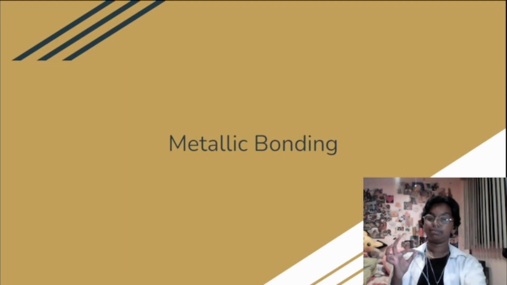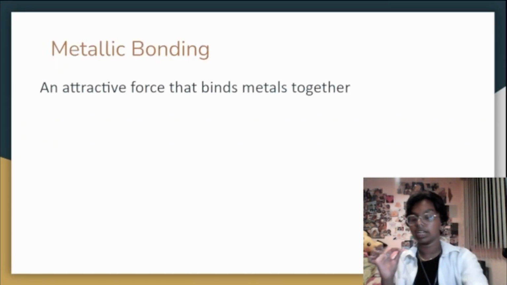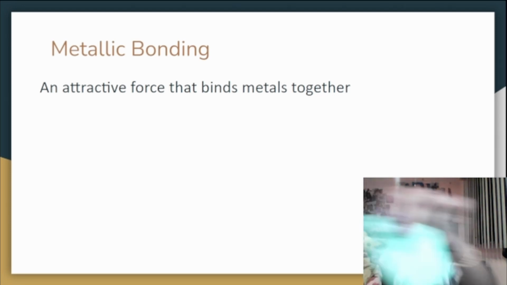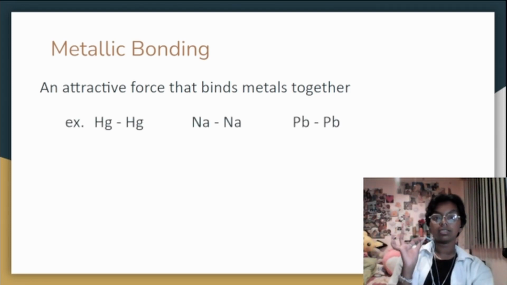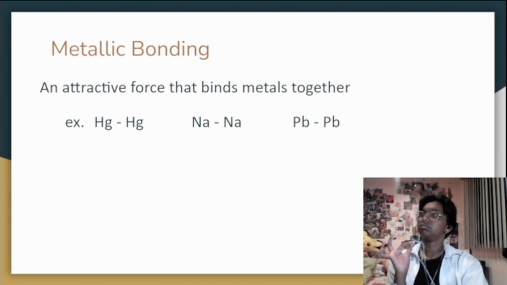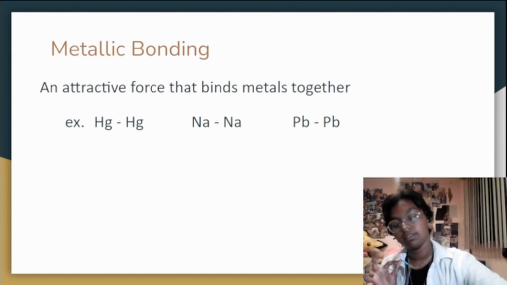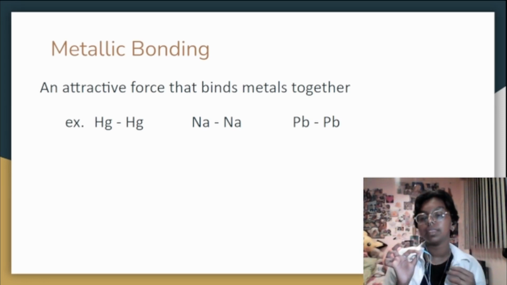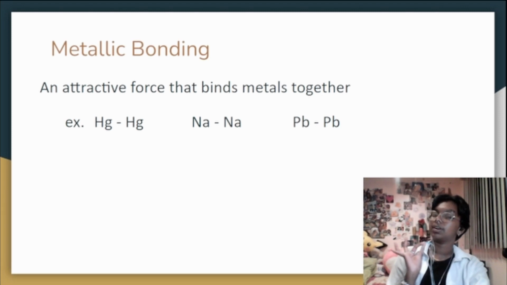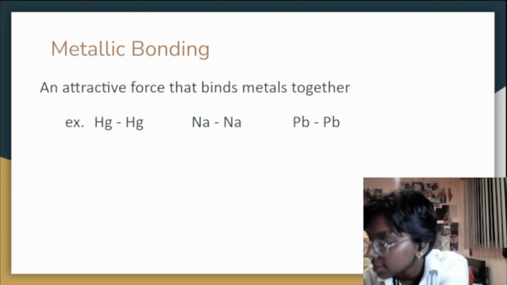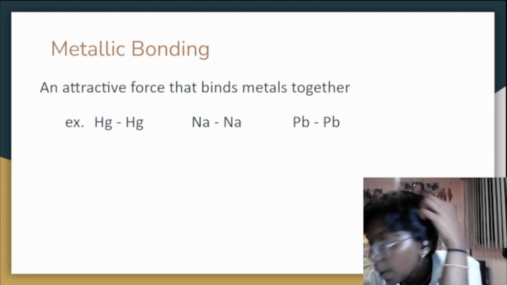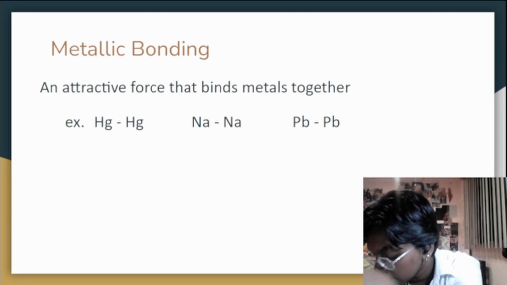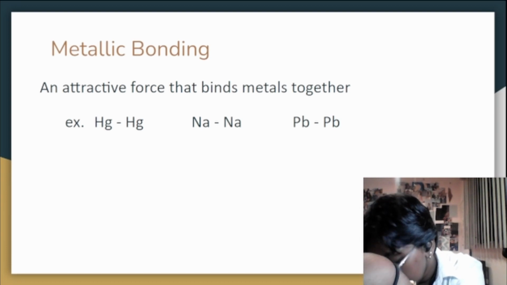Okay. Metallic bonding. Metallic bonding is an attraction force that binds metals together. So an example would be mercury with mercury, sodium with sodium, and then Pb with Pb. Pretty sure that's lead. I need to check. Pb, where are you? It is lead!